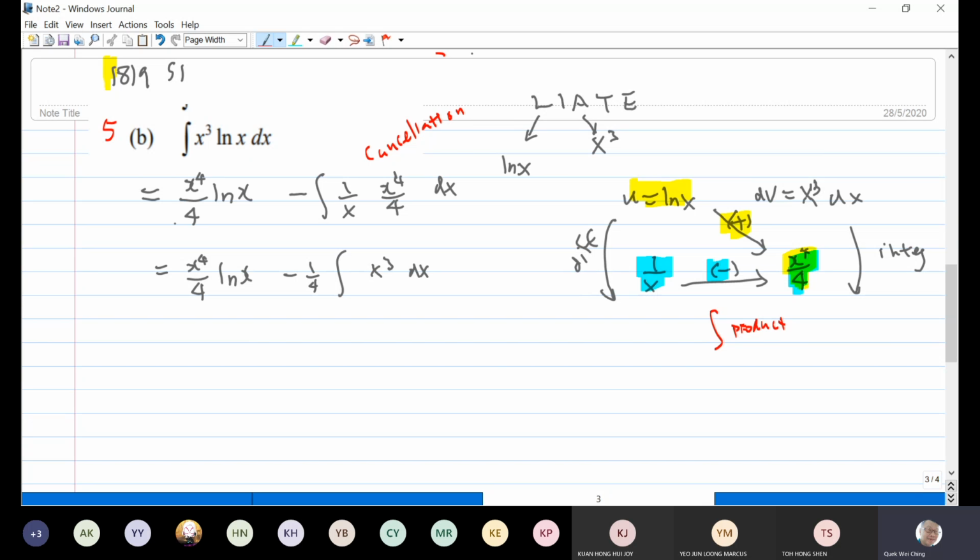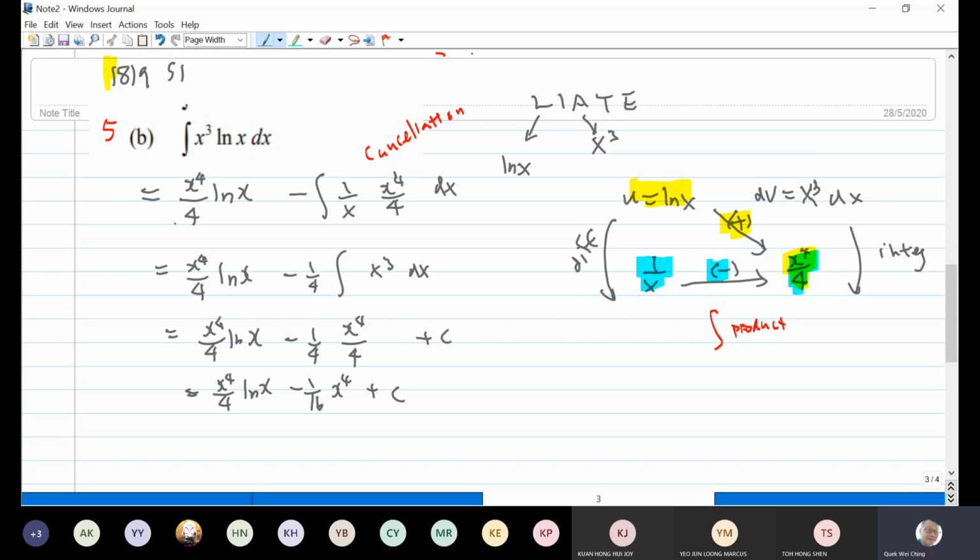So now you can integrate directly. This x^4 ln x is minus 1/4. Now integrate x^3, x^4 over 4 again, power rule, as a constant. So in the end, you get x^4 over 4 ln x minus 1 over 16 x^4 plus a constant. So this is how the solution is acceptable.